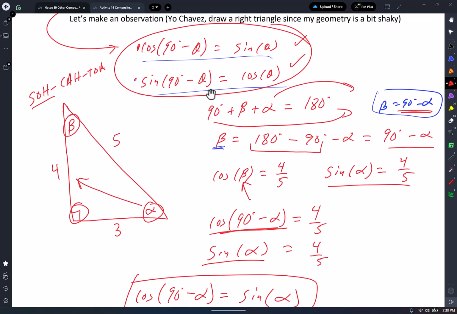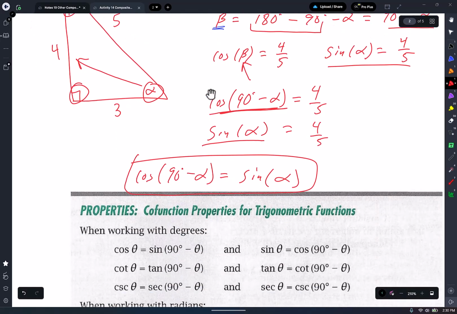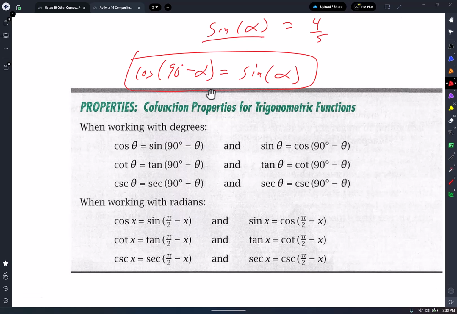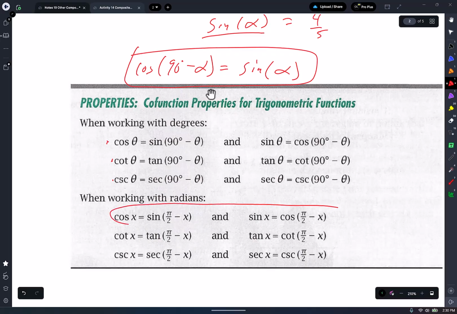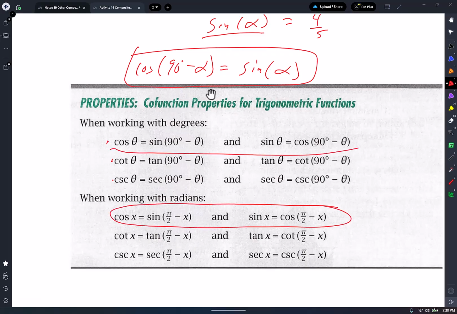I think we're about to do something special that I hope you guys like. All of these statements are true, especially the cosine and sine. This is the one that we're going to be using mostly. The top two are the ones you're going to use. This is if you're in radians, and this is if you're in degrees.